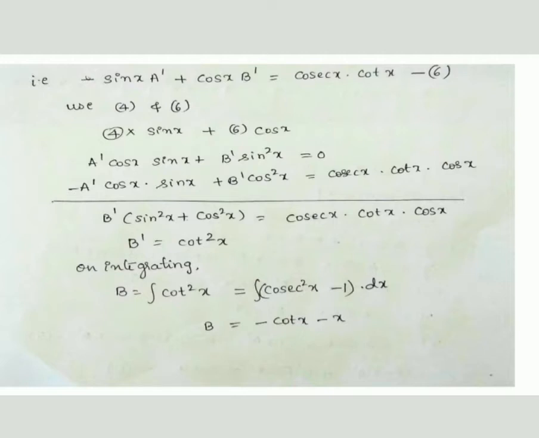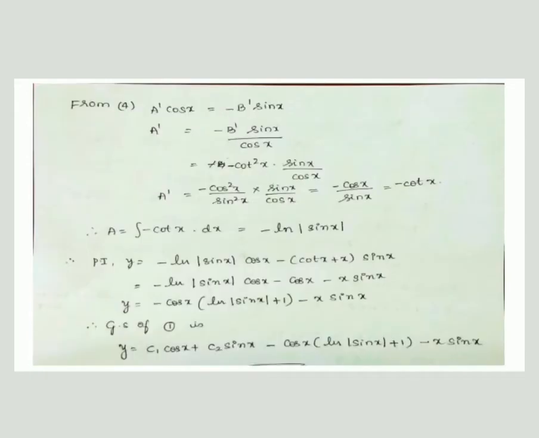Now we have to calculate a dash. To find a dash, we substitute b dash in equation number 4. From 4 we can say that a dash cos x is equal to minus b dash into sin x. Therefore a dash is equal to minus b dash into sin x divided by cos x. We know the value of b dash, that is cot square x, so a dash is equal to minus cot square x into sin x by cos x. Cot square x can be written as cos square x divided by sin square x, that into sin x by cos x. So one sin x and one cos x will get cancelled.